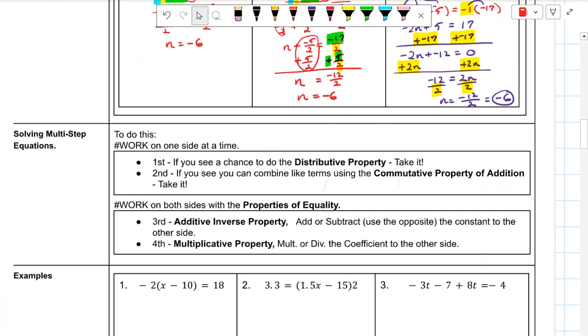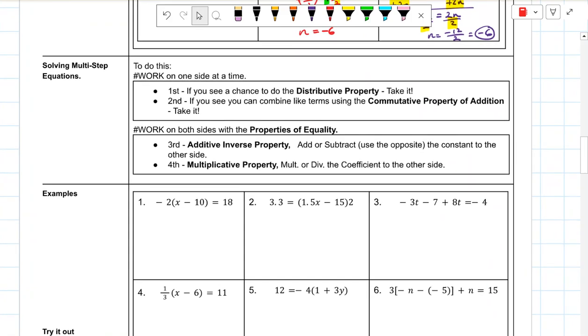All right, let's get down here to today's lesson. We got these two boxes. They're not going away. Use the distributive property, combine like terms by using the commutative property of addition. Then move down to the third thing, add and subtract the constant, and then the fourth thing, multiply and divide the coefficient. That's the most direct route. Let's try these things out.